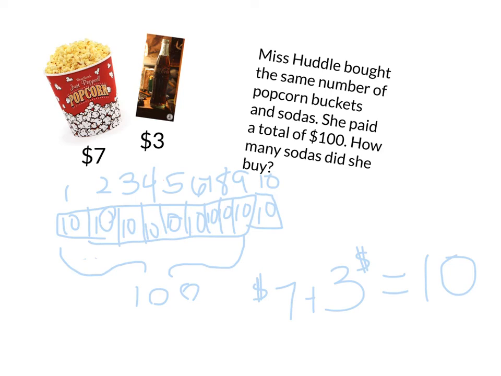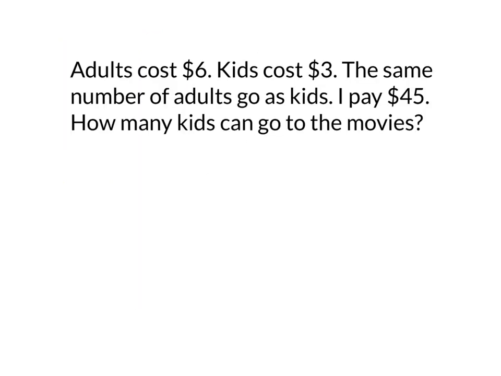Awesome. I can't wait. All right, so scholars, we have another problem that we want to see if you can do. So let's take a look at this next problem. Here's your challenge. Adults cost $6. Kids cost $3. The same number of adults go to the movies as kids. I pay $45. How many kids can go to the movies?